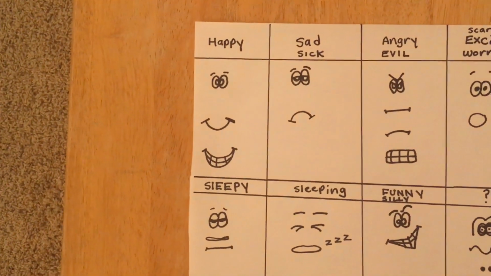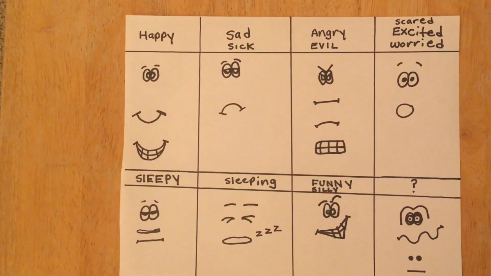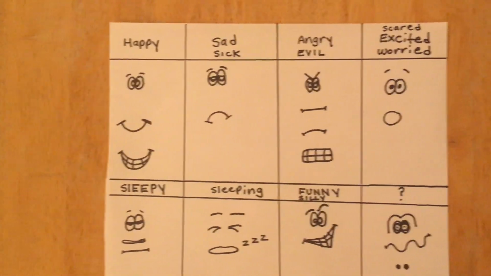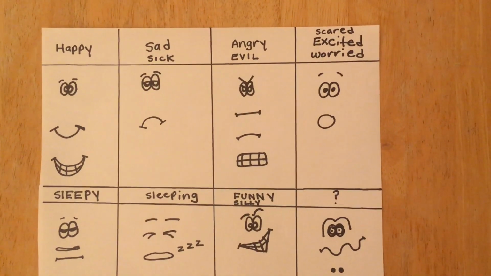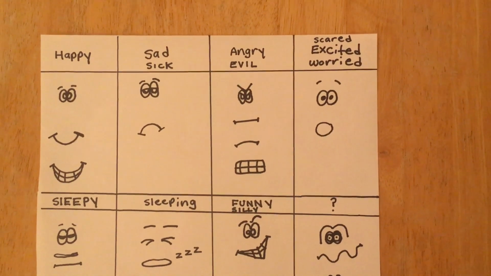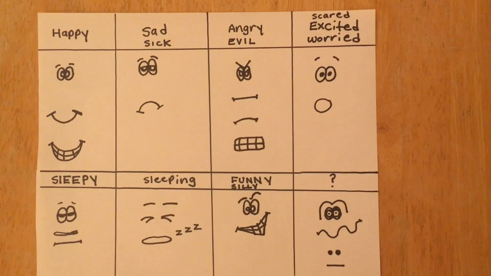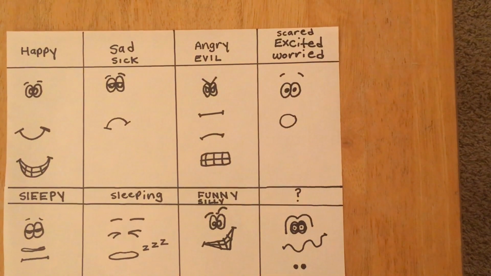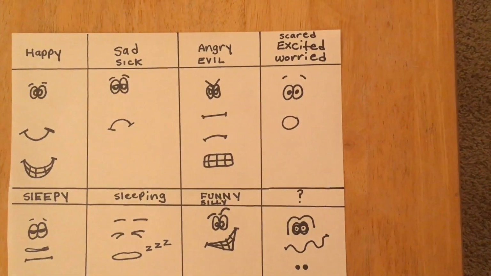I've got happy, and generally I just do normal eyes with a smiley face or a smile with teeth showing. Sad or sick, I kind of do heavy eyelids with a frowny face. By the way, none of these have noses. I'm just illustrating eyes and mouths. For angry or evil, I'll generally have the eyelids kind of going inward with the eyebrows really going inward, a straight line, a slight frown, or even grinding teeth showing. With scared, excited, or worried, I'll kind of have the eyeballs right in the middle of the eyes with the eyebrows up high and maybe just an O mouth.